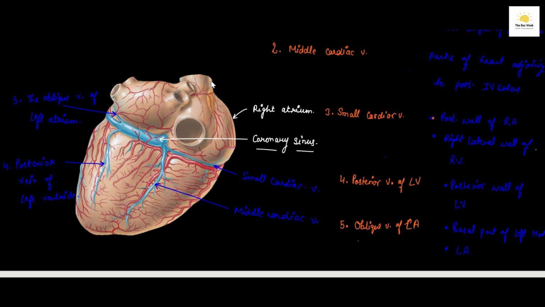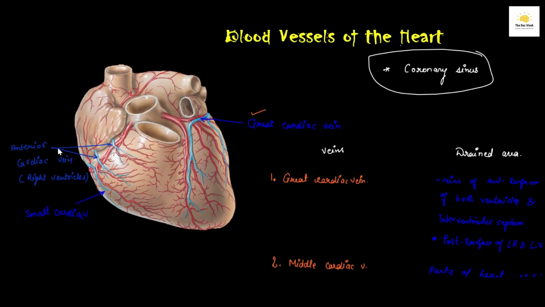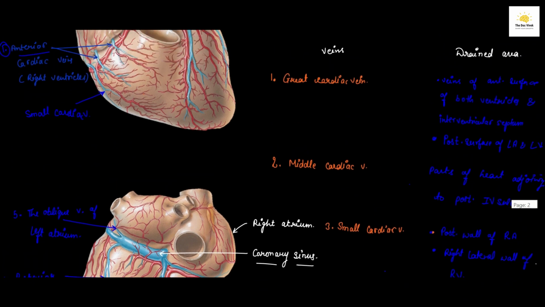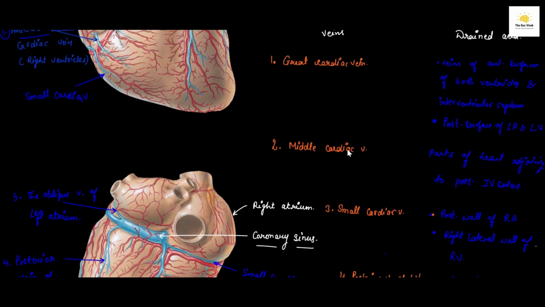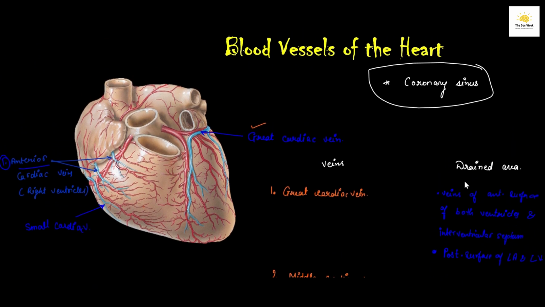So these are the veins, and we studied two more veins besides these five major veins, two small veins which open directly into the right atrium. One was the anterior cardiac vein, which opens directly into the right atrium. And the other was the smallest cardiac veins, which are not shown in these pictures, but go inside the heart walls and open into the right atrium.